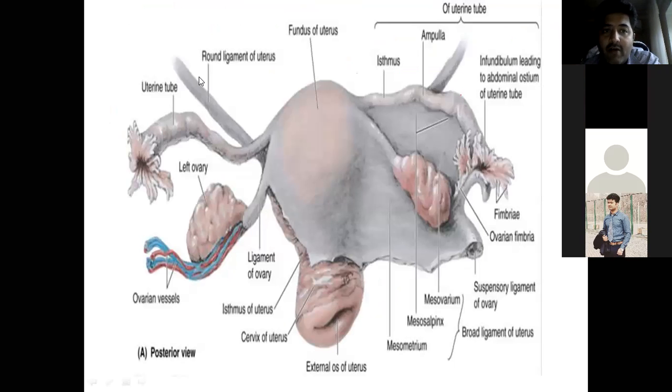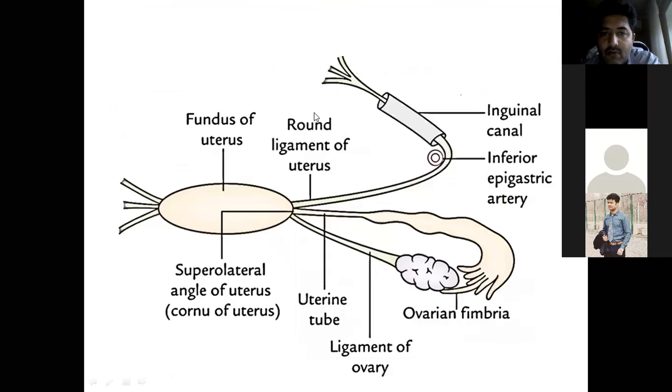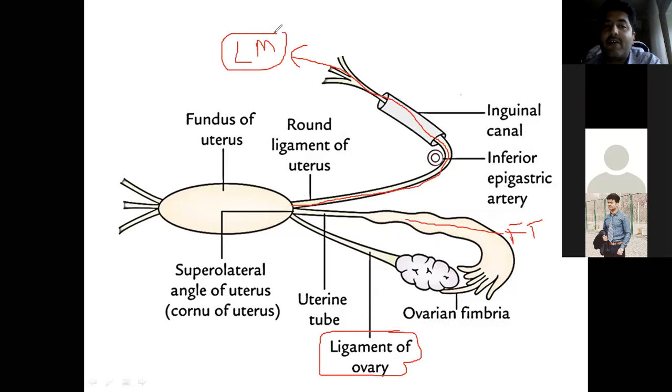Now this is the round ligament of the uterus. See here, this is our fallopian tubes. Okay. This is the round ligament of ovaries, and see here, this is the round ligament of uterus. Now it is holding the uterus, passing through the inferior epigastric artery, passing into the deep inguinal ring and superficial inguinal ring. Now it will fuse with the labia majora in females.